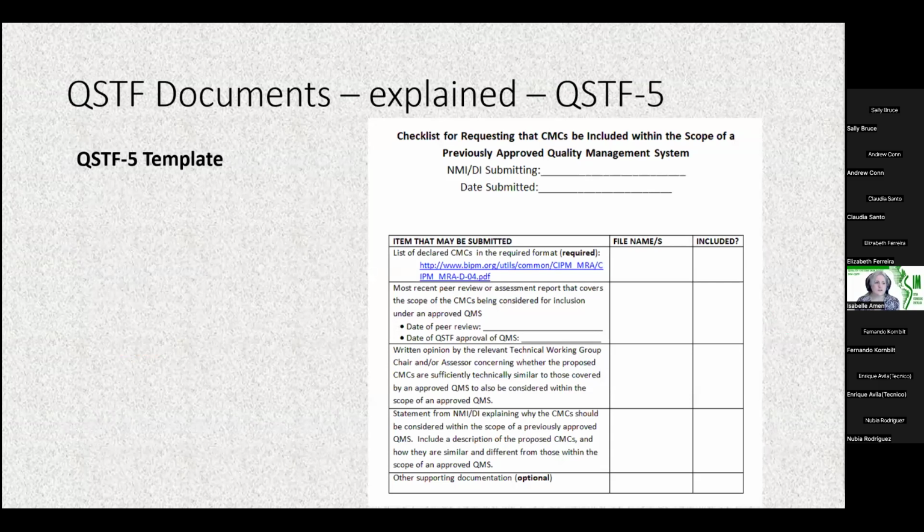So this is roughly the template that needs to be submitted: the list of the CMCs, when was the last reassessment, then a written opinion of a technical expert concerning whether the proposed CMCs are sufficiently technically similar to those covered by an approved QMS, and also a statement from the Institute itself submitting that. You will notice here a reference to the required format pointing to CIPM MRA D04. This has been recently changed to CIPM MRA G13.